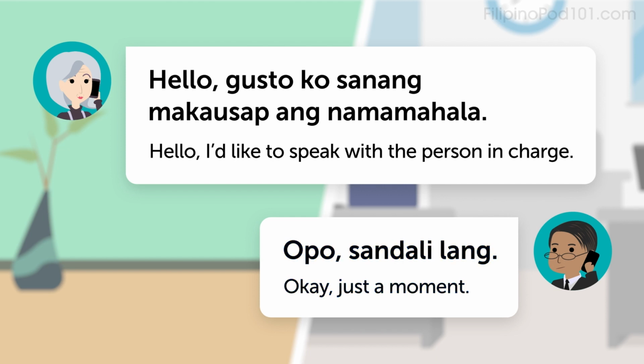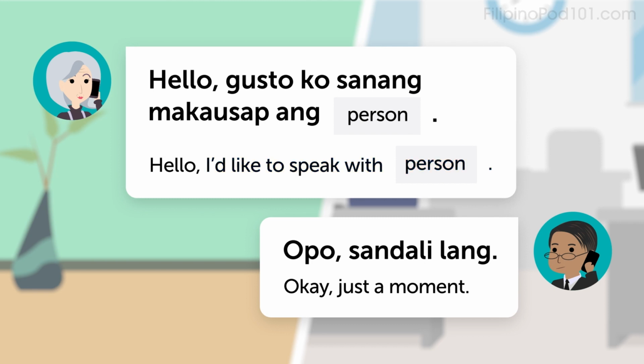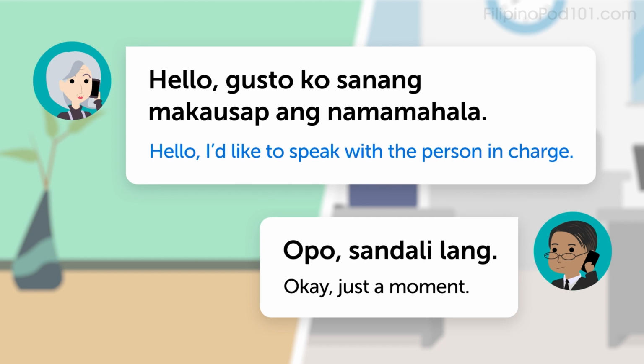First of all, you'll need to learn how to say hello on the phone. That's Hello. Then you'll need to learn how to say, I'd like to speak with person. The pattern is, Gusto ko sanang makausap ang person. This Filipino sentence literally translates as, like I wish, speak with the person. But it means, I'd like to speak with person. For example, hello, I'd like to speak with the person in charge. Hello. Gusto ko sanang makausap ang namamahala.